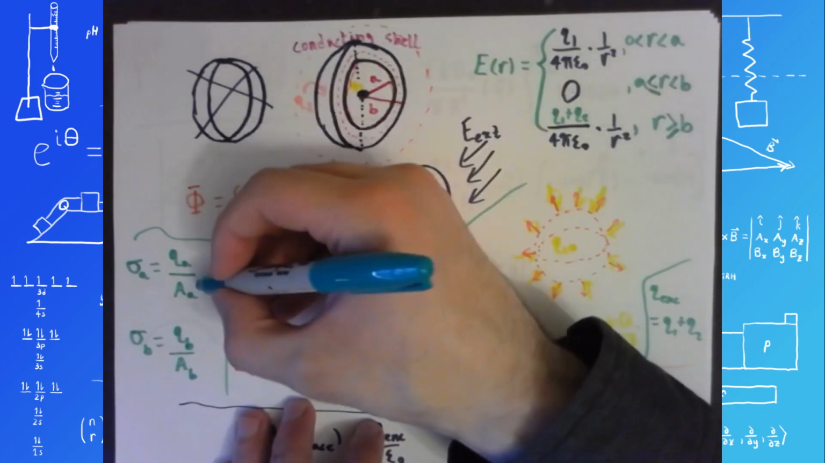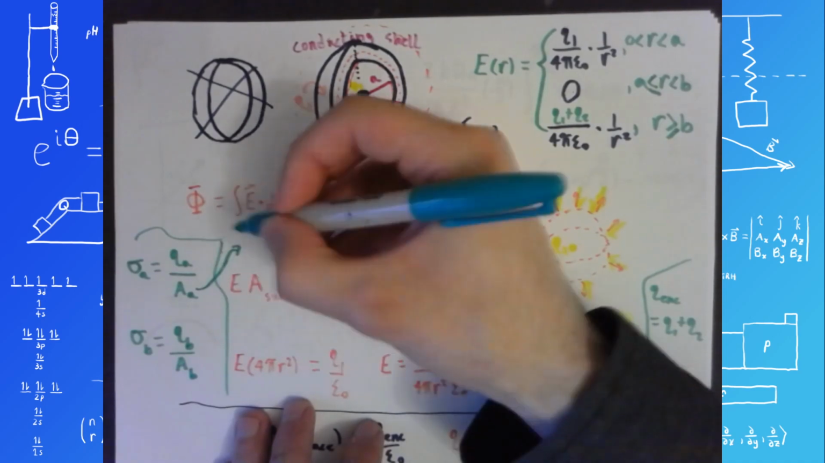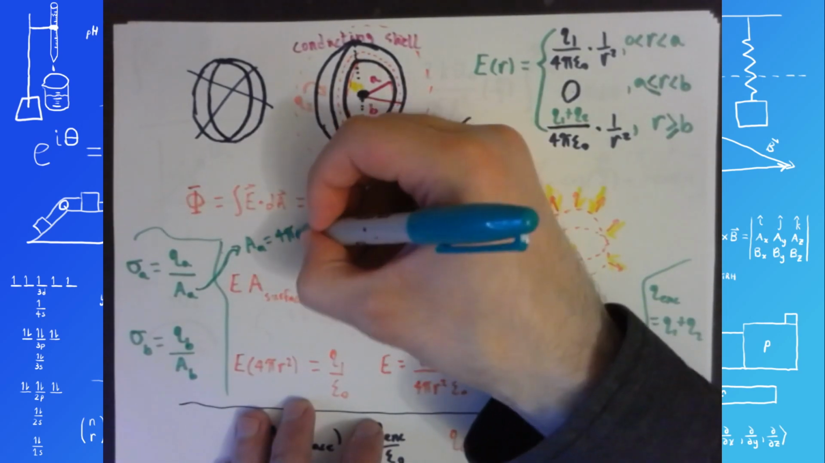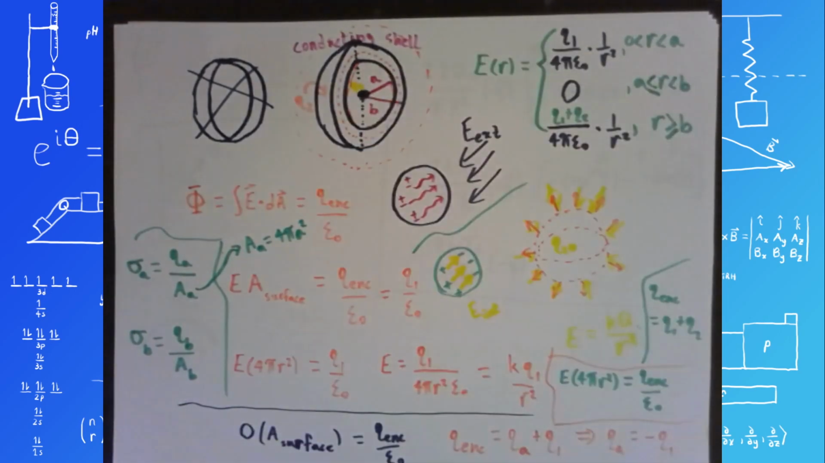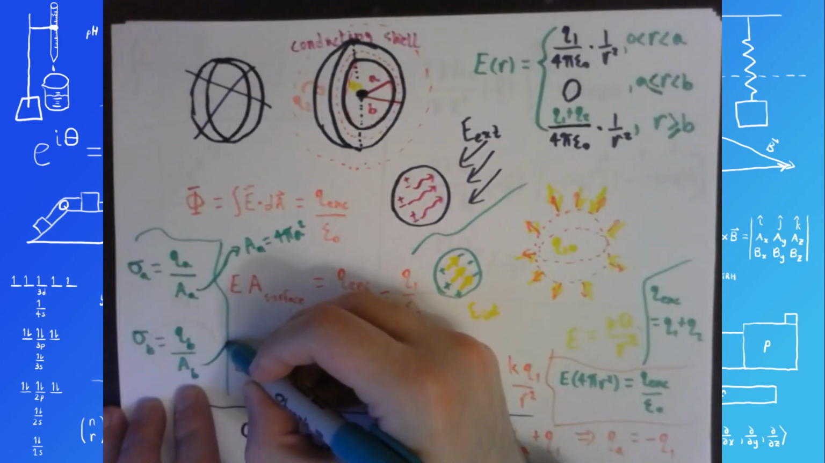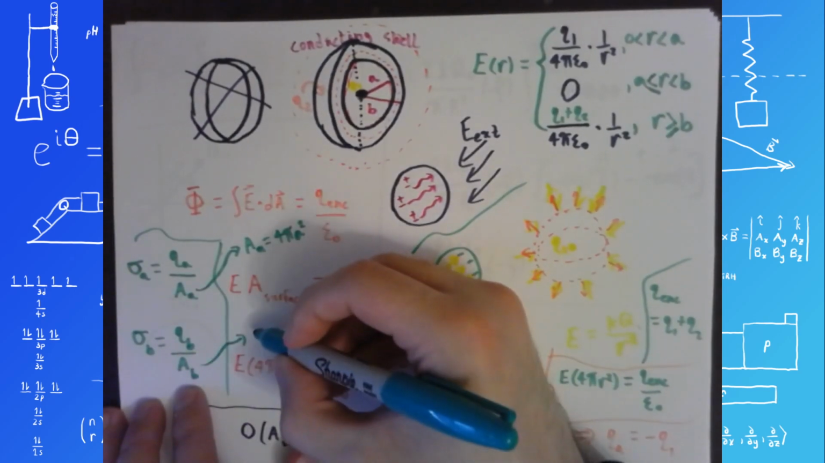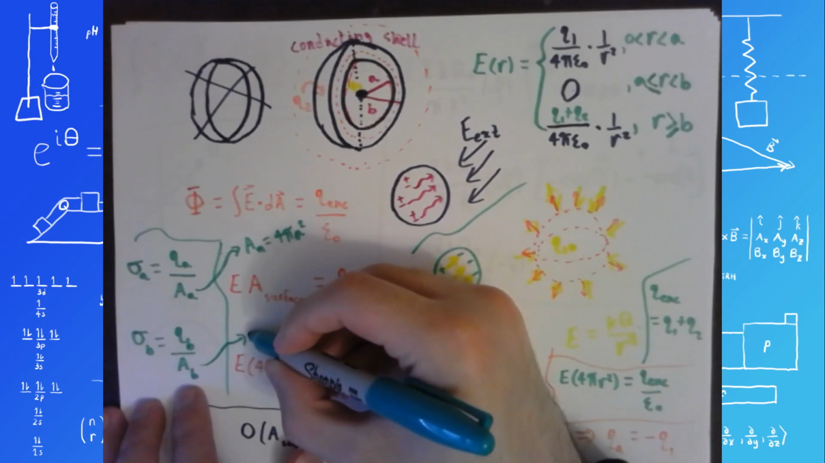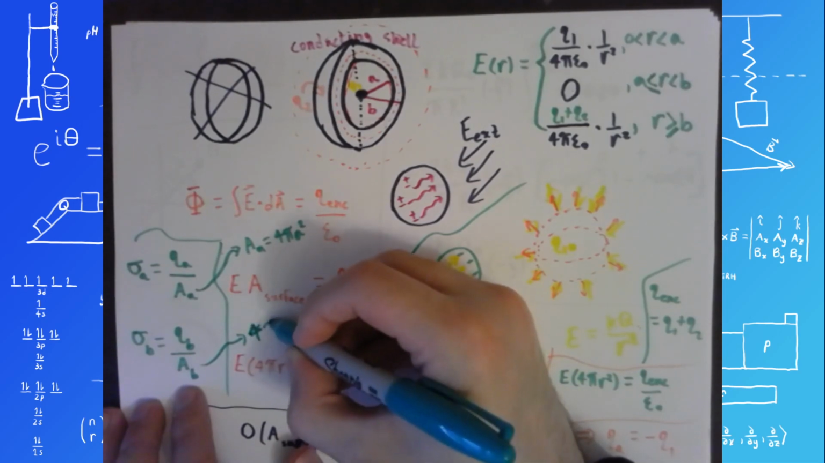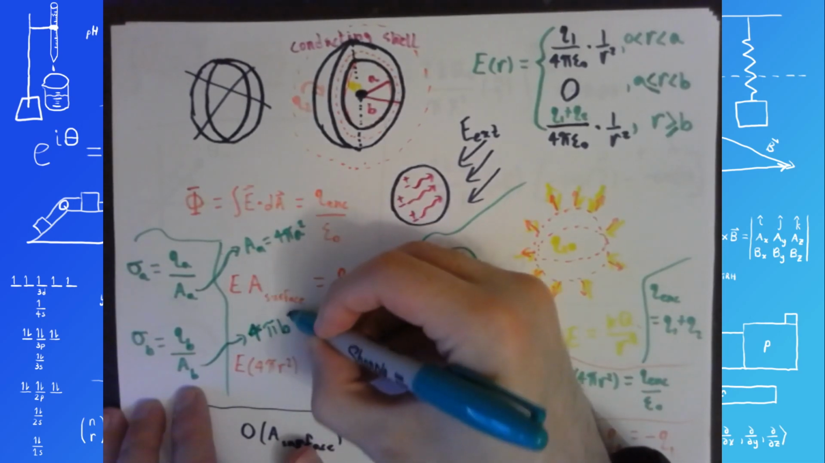So this is equal to 4 pi a squared. And that's how you get sigma A. What about sigma B? Similar reasoning for calculating the surface area. It's going to be 4 pi b squared.